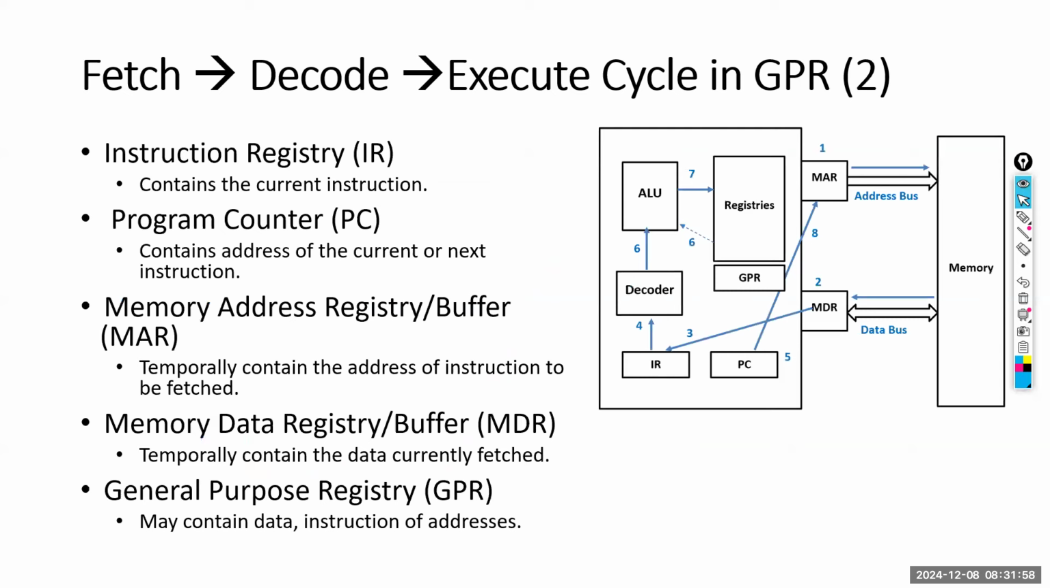Right. So I explained what the instruction registry is doing. It keeps the currently executing instruction. Program counter is keeping track of the current instruction or the next instruction address. Memory address registry is keeping the memory address of the next instruction to be fetched, or data to be fetched. Memory data registry, or the memory data buffer, keeps the data to be written to the memory, or the data that we just got from the memory. And general purpose registries are the data registries.